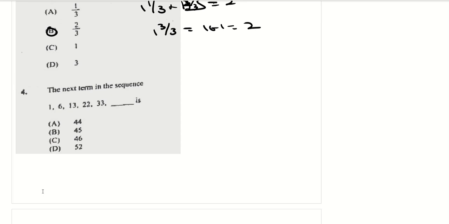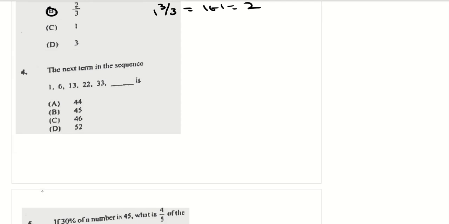This was a repeated question as well. We saw that the difference between them was odd numbers. So this was 5, this was 7, this was 9, this was 11, and the next one would have been 13. And 13 plus 33 is 46. So the answer is C.